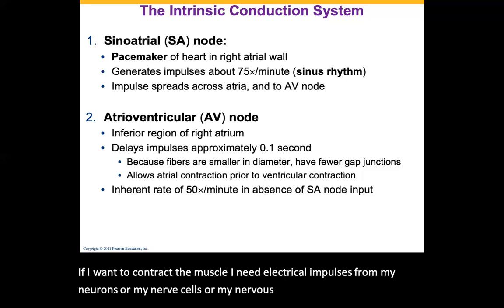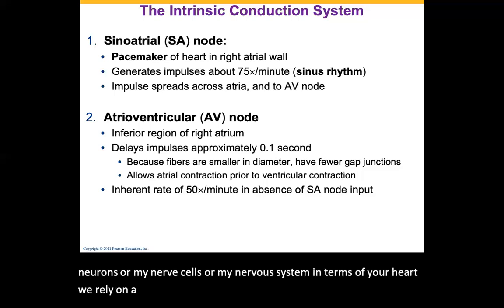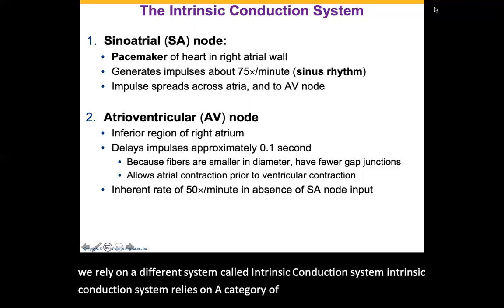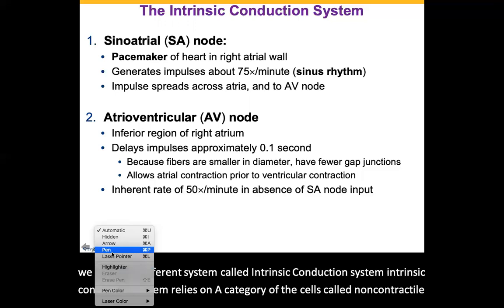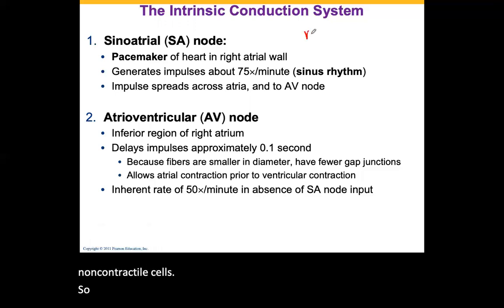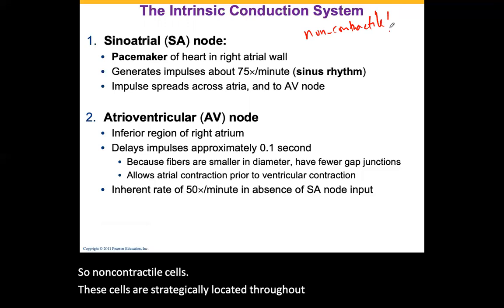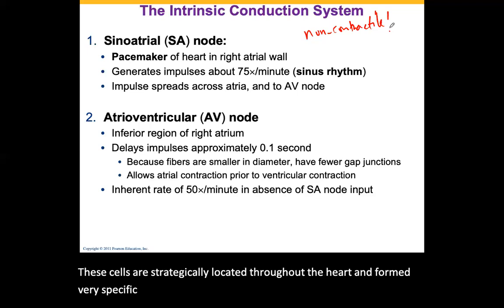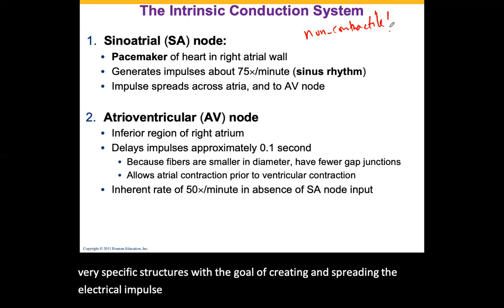In terms of your heart, we rely on a different system called the intrinsic conduction system. The intrinsic conduction system relies on a category of cells called non-contractile cells. These cells are strategically located throughout the heart and form very specific structures with the goal of creating and spreading the electrical impulse throughout the heart that leads to muscle contraction.